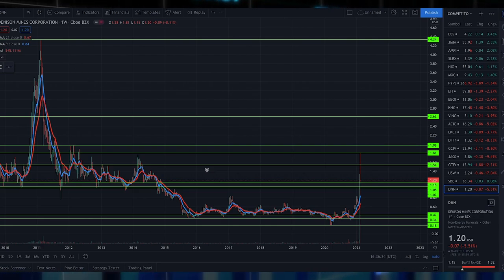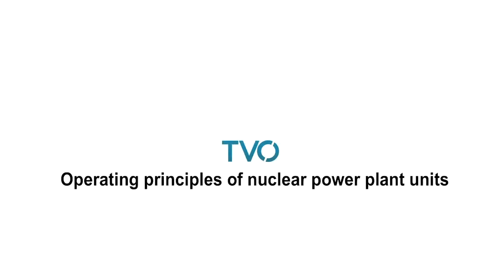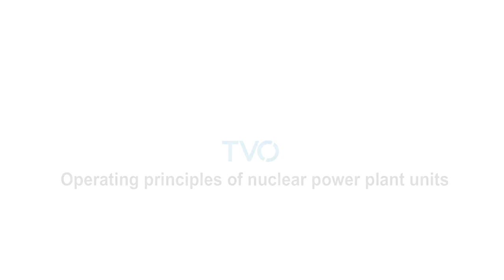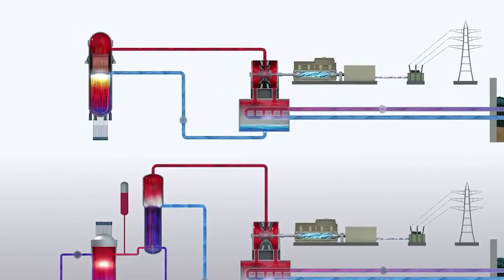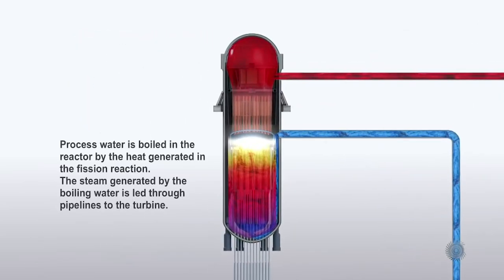So if you guys don't know what uranium is used for, it's a very important element because it provides nuclear fuel used to generate electricity in nuclear power stations. So this is the main element needed for nuclear power stations to produce electricity.